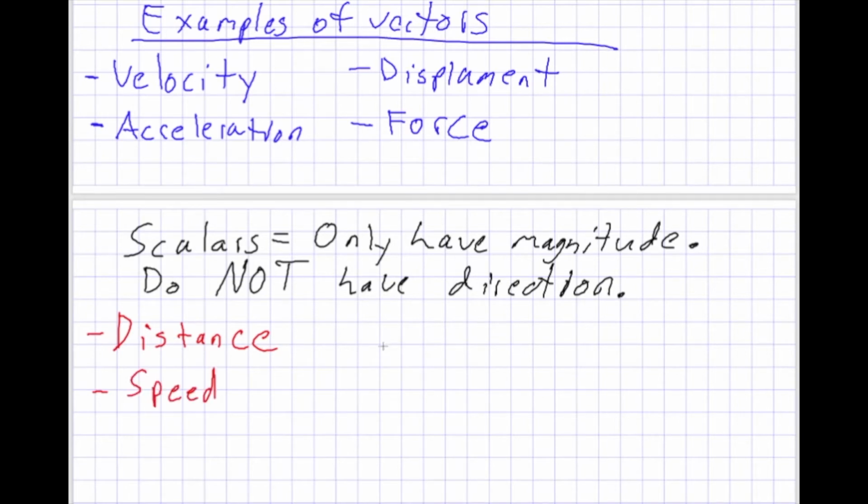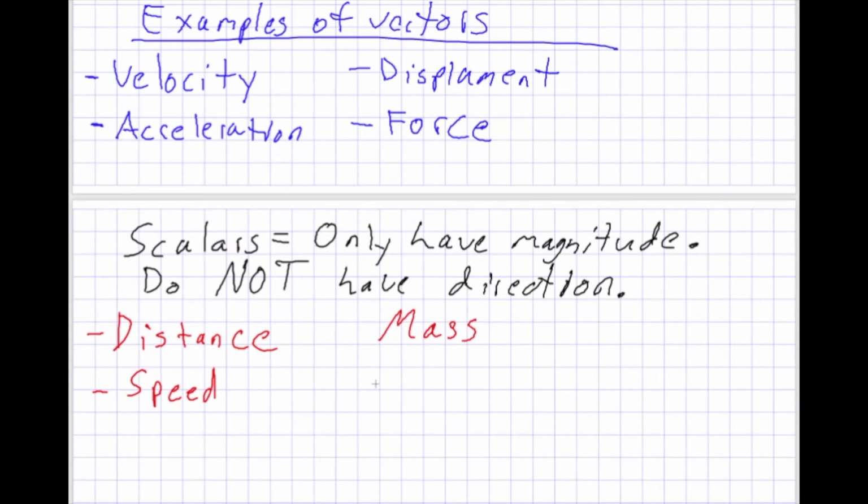Another thing that is always positive. Well, let's think about our car. In our car, we have a speedometer. That speedometer only has positive values on it. The speedometer tells us our speed, so speed is another example of a scalar because speed is only positive. Another thing that can only be positive or only have a number associated with it is mass.